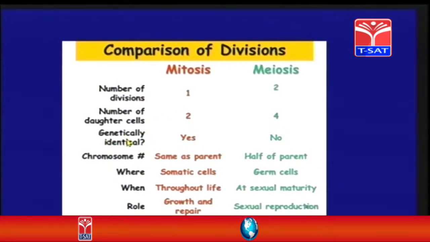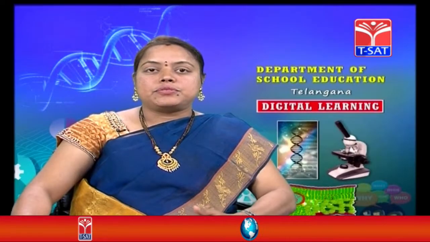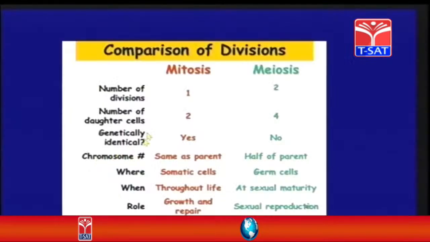Genetically identical: in mitosis, the daughter cells are genetically identical to the parent. In mitosis, you can take the example of amoeba. The daughter cell formed is the exact copy of the parent cell, but in human beings, the children are not the exact copy of the parents because there will be variations. And in mitosis, the chromosome number is the same as that present in the parents, whereas in meiosis the chromosome number is half to that of the parent.